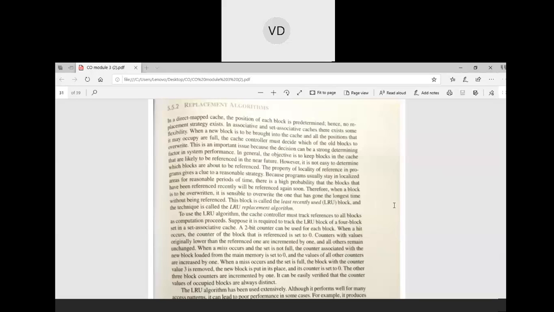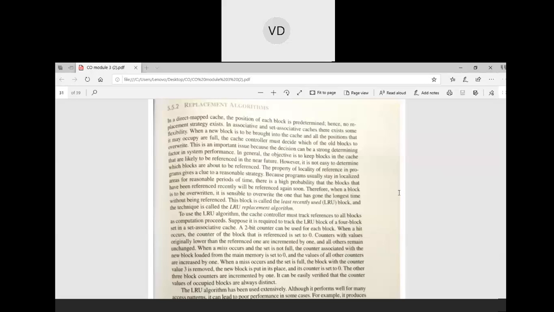So when block number 2 is referenced, its counter value will become 0. Now, why will it become 0? Whenever a block is referenced, its counter value will become 0. Next, what will happen to the others? See, block number 2's value was originally 3. Is it not?